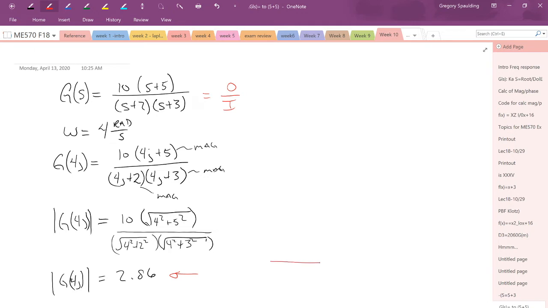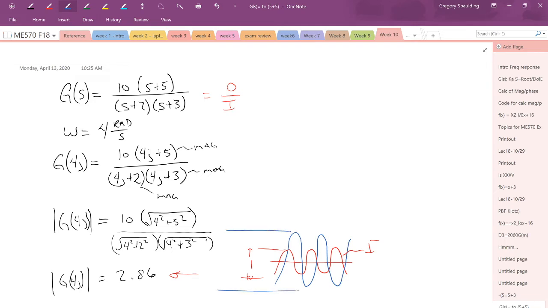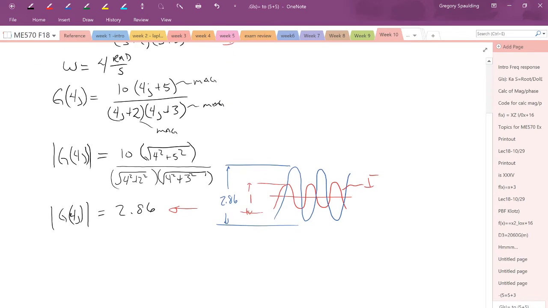Let me sketch this. Our input is here, and if this has a magnitude of 1, let's say, then our output would be shifted in phase, probably same frequency, and would have a magnitude here of 2.86. So it is just the ratio of the output to the input.